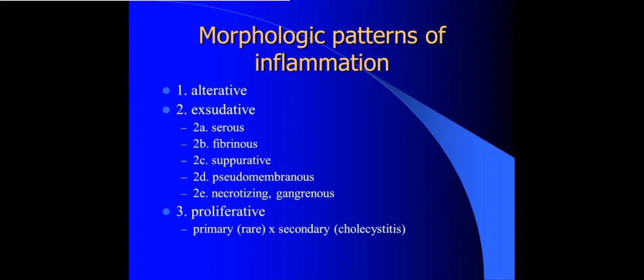Morphologic patterns of inflammation. First is ulcerative, which I already told you. Second is exudative: serous, fibrinous, suppurative, pseudomembranous, necrotizing, gangrenous. These all come under exudative. And proliferative, which is primary and secondary.